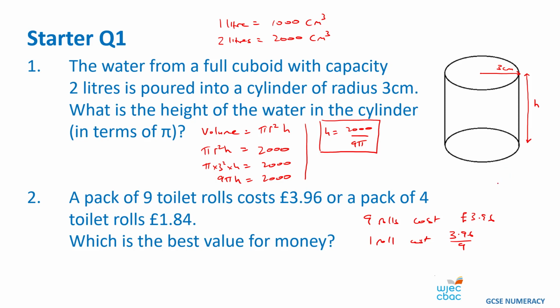I'm just going to do the calculation here in the margin. 3.96 divided by 9. 9 can't go into 3. Decimal, carry the 3. 9 into 39 is 4 times, remainder 3. 9 into 36 is 4 times. So that's going to be equal to 0.44, or 44 pence.